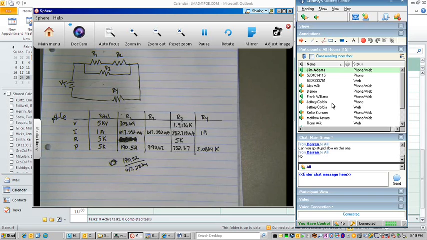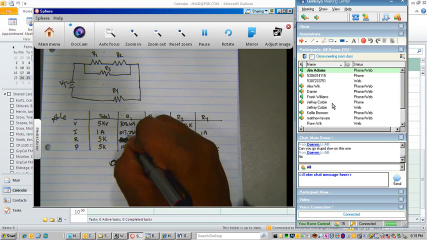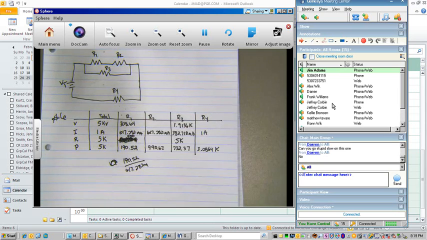Okay, Frank, which one do you want to solve for next? Well, we could do either R1, R2, or R4. We could do the voltage or the resistance. Let's just do voltage for R1.